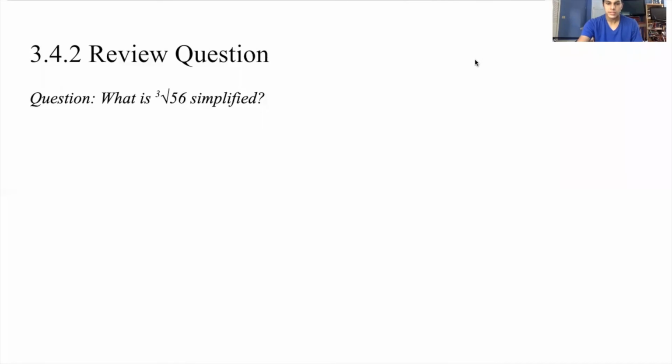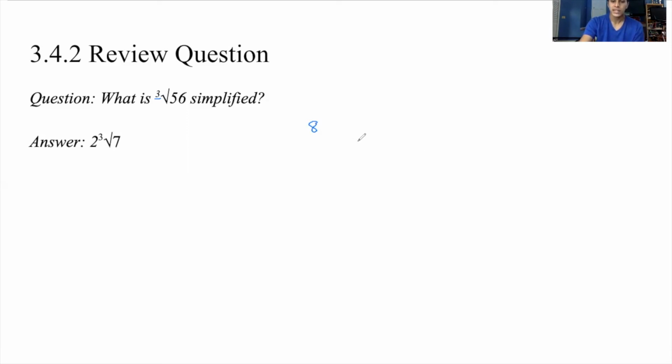So the correct answer to this question was 2 times the third root of 7. All right, so here's how we'll simplify the third root of 56. So since we're finding the cube root, our first step is to find the largest cubic number that 56 is divisible by. So if we think about what numbers 56 is divisible by, eventually you'll come up with 8 as the largest cubic number that 56 is divisible by, because 8 is 2 times 2 times 2.